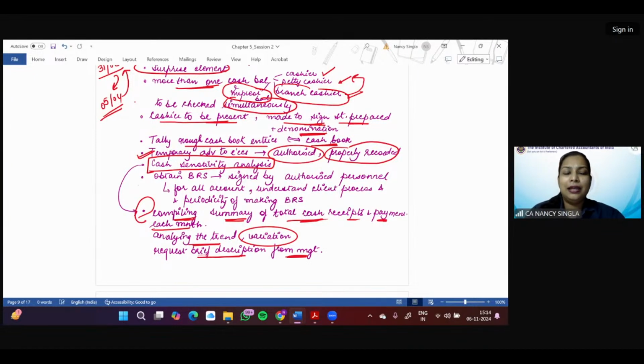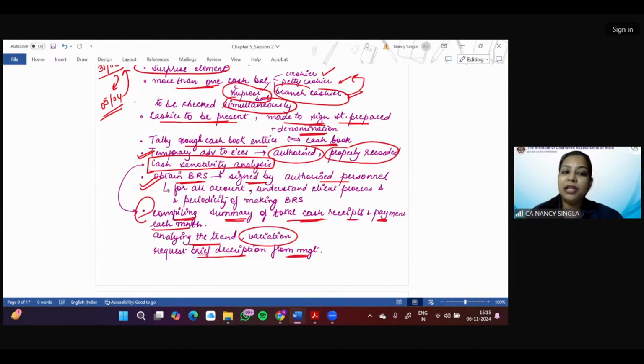Then many of you were saying, Shoaib replied, I think, that BRS will be prepared. So yes, the auditor will obtain what? BRS from the management, right? And it should be signed by the authorized personnel. See, BRS as such is one of the internal controls implemented by the management. When the auditor also reperforms it, then it is one of the audit procedures, that is, reperformance. So it is the primary responsibility, or one of the internal controls, implemented by the management.